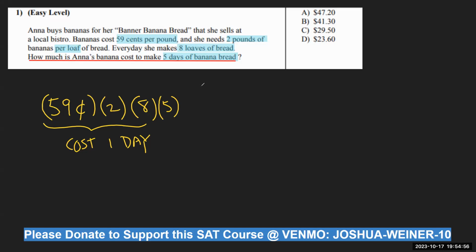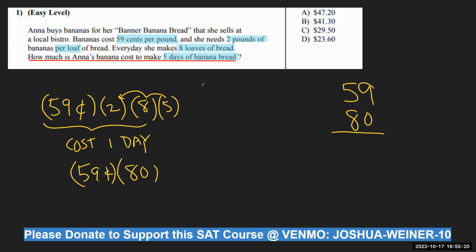So to make the problem easier, we're going to multiply the single digits together first. 2 times 5 is 10, times 8 is 80. And then we'll multiply that by 59 cents to find out the number of cents that it'll take for Anna to make her bread. The more complicated number is 59. It's 2 different digits, and 80 is simpler, so we'll put it on the bottom when we stack them. So notice that when we're going with the solution, we're going to choose these numbers to multiply.